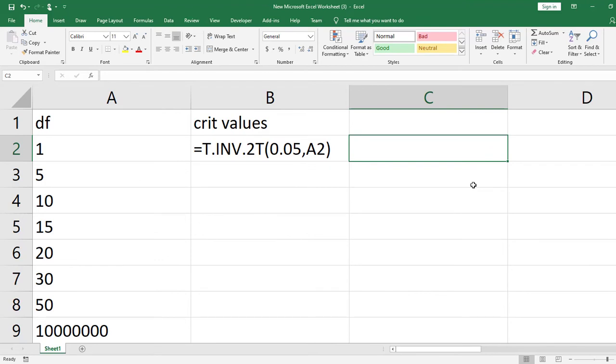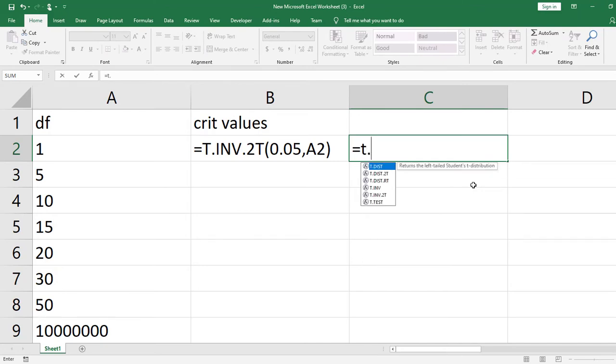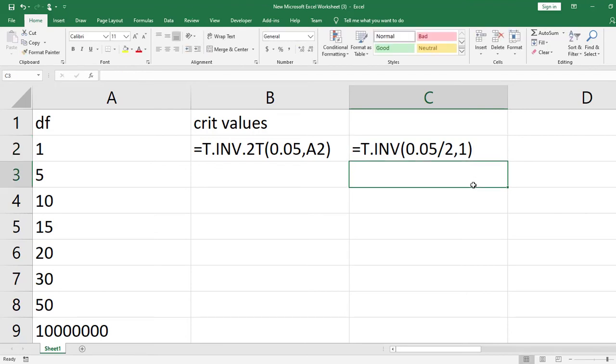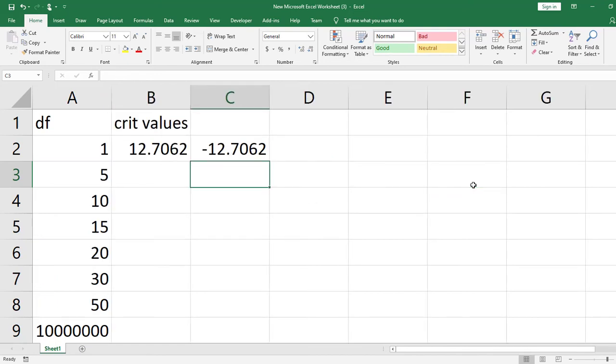Now appreciate too the symmetry between what we just did and the other way we could do it, the way that we did it with a normal distribution. If we did t invert and we did 0.05 divided by 2, comma 1 degree of freedom, we did literally the same thing. You will note this will be a negative value because it's going to go to the left because we're looking at 1 tail. We're looking at the 5% on the left. But otherwise, it's exactly the same result.